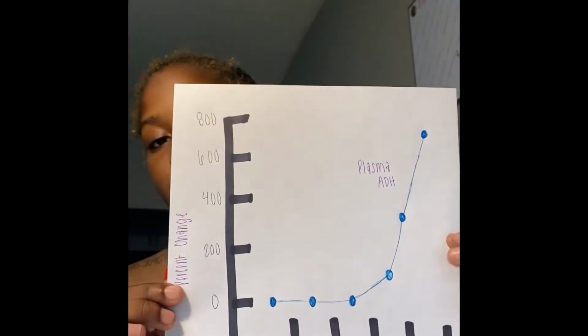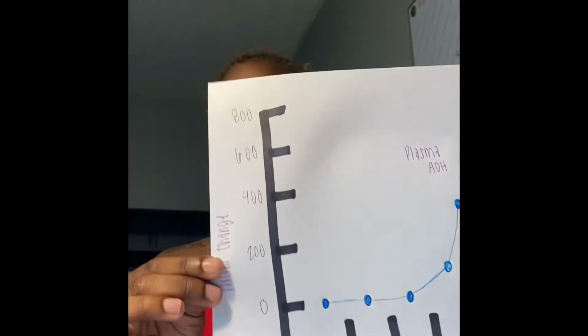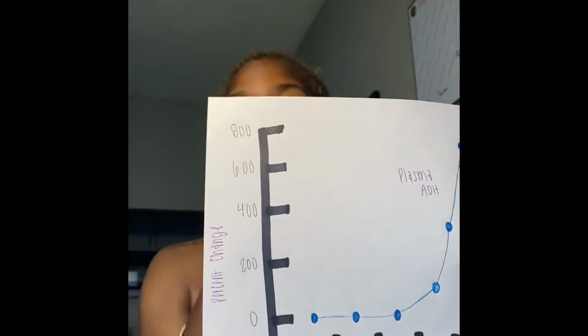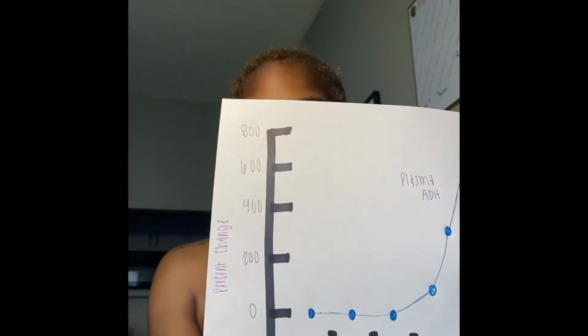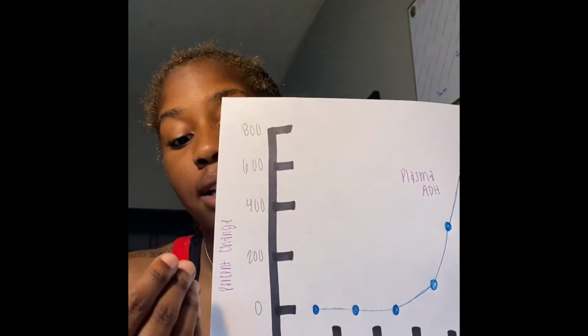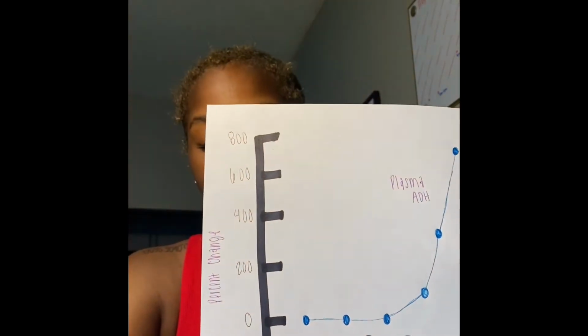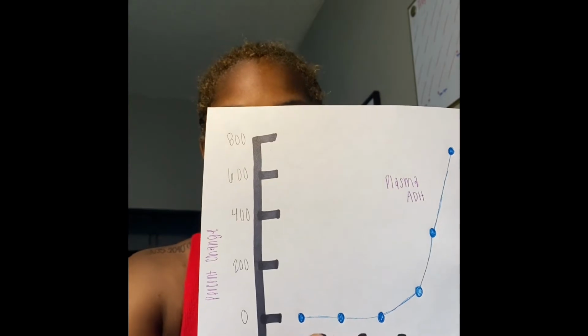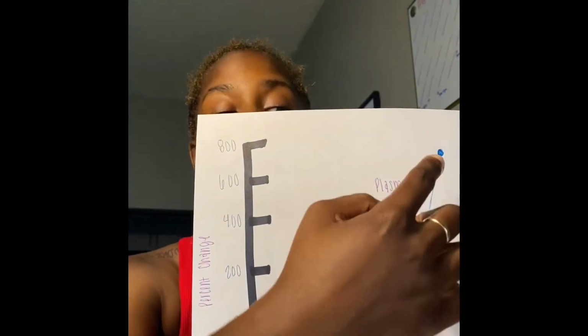This is figure 5.7. This is our x-axis, which is percent VO2 max, and this is our y-axis, which is percent change of our ADH hormone. In this figure, we're going to talk about how our exercise intensity or our VO2 max affects our percentage change in our ADH hormone. It's good to know about this figure that as you increase your exercise intensity, or your VO2 max, your ADH hormone is going to increase.